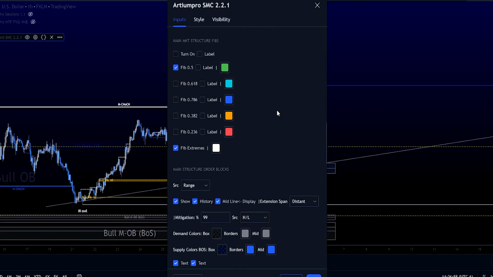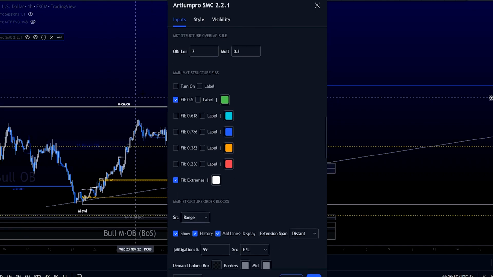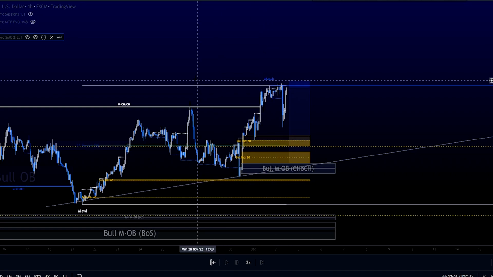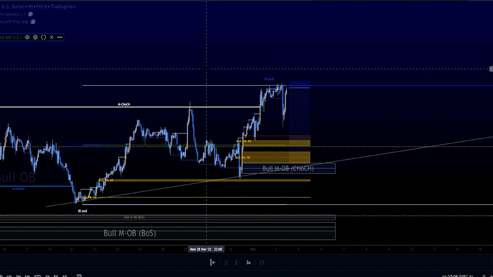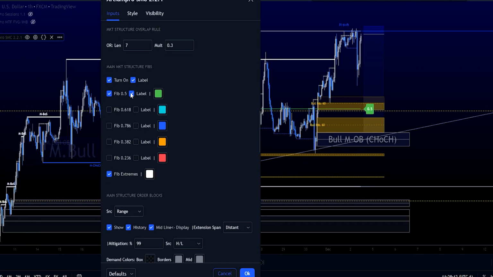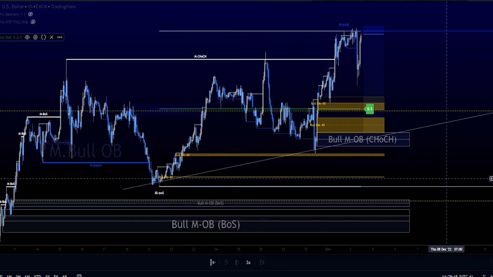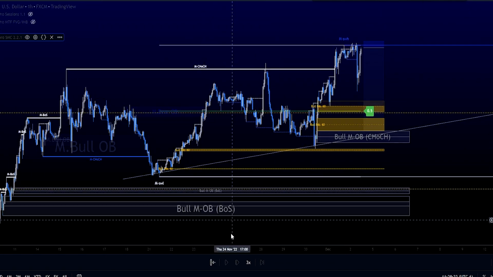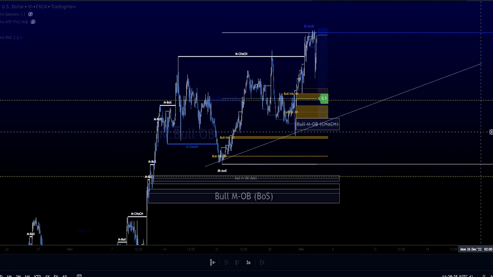Now, if you're just trying out the ArtiumPro SMC indicator, or if you already have it, you go down here to your labels, you'll turn that on, and then you have your 50% fib line on. And this is going to be the current price market structure. All right, so here is your 50% line. And if you click on label right here, it will pop up for you. So in that way, if you have any imbalances or anything like that, the line's kind of hard to see, you can actually see it with the label on it.